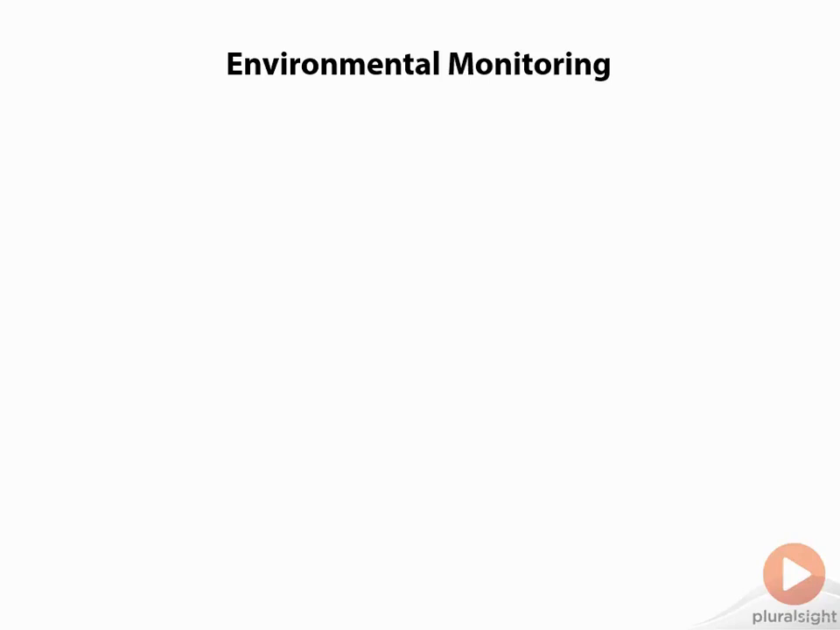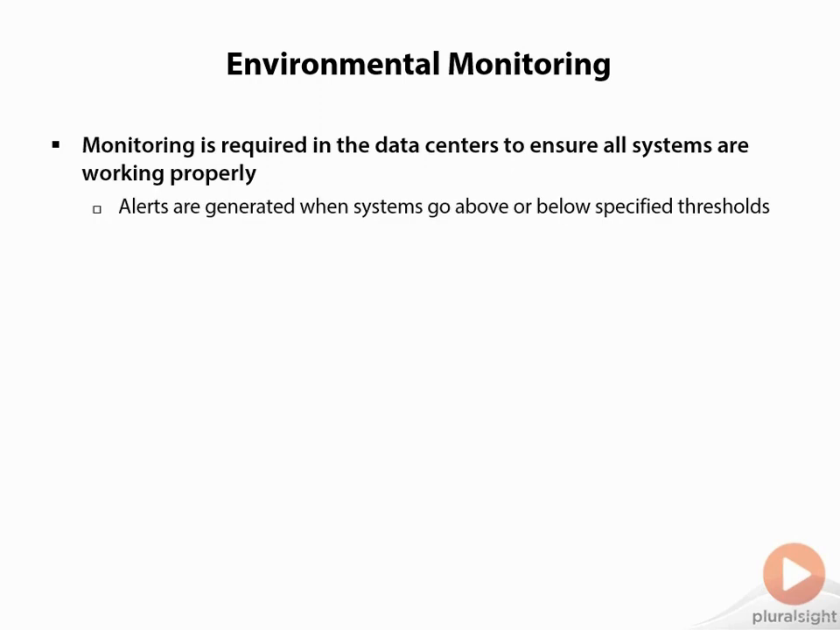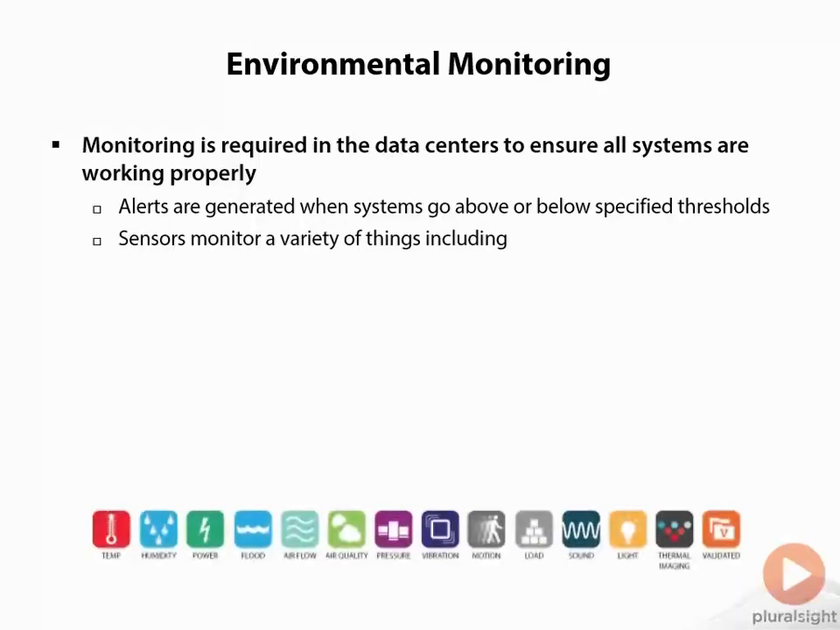Something else to be aware of is environmental monitoring. It ensures that our systems are operating within the proper temperature ranges, and it also makes sure that we can be alerted when things fall out of range. Alerts will be generated when systems go above or below a specified threshold. And then the sensors can monitor a variety of things, and that would include temperature, humidity, power, flooding.